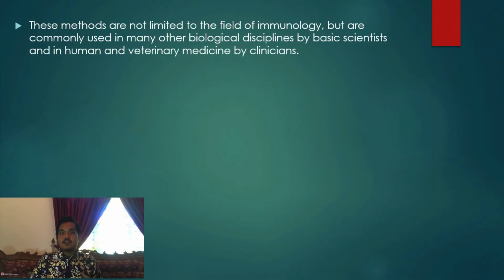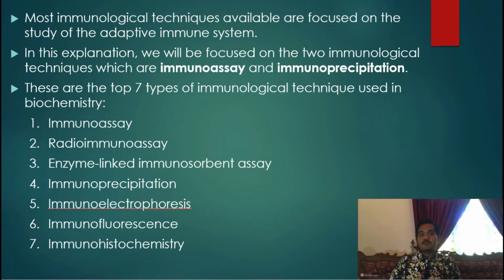These methods are not limited to the field of immunology, but are commonly used in many other biological disciplines by basic scientists and in human and veterinary medicine by clinicians. These are the top 7 types of immunological technique used in biochemistry.